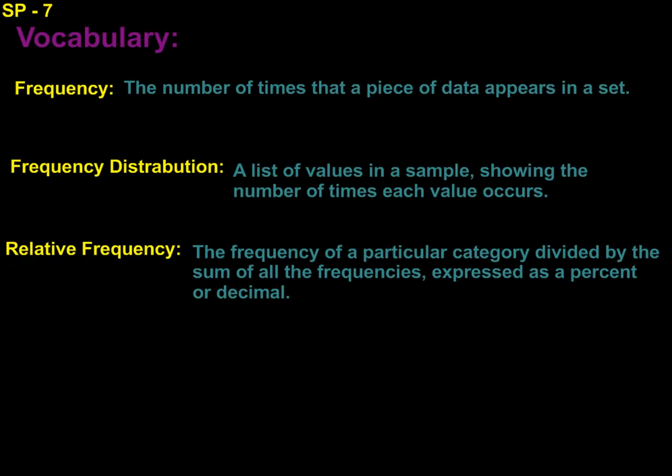Frequency: the number of times that a piece of data appears in a set. Frequency distribution: a list of values in a sample showing the number of times each value occurs. Relative frequency: the frequency of a particular category divided by the sum of all the frequencies, expressed as a percent or a decimal.